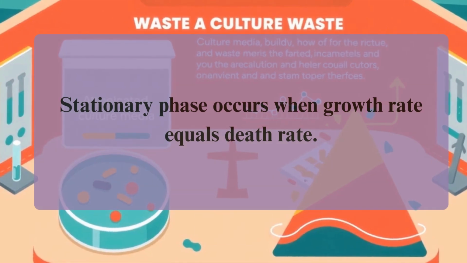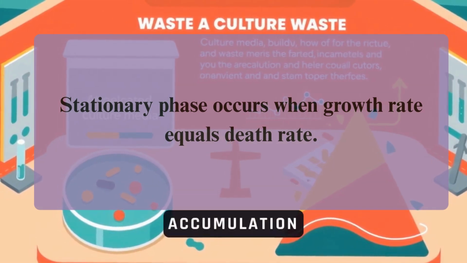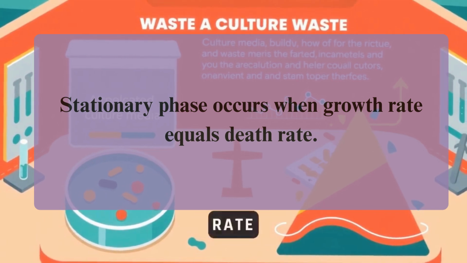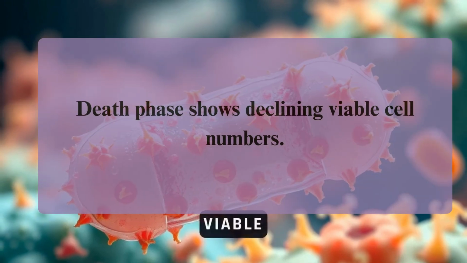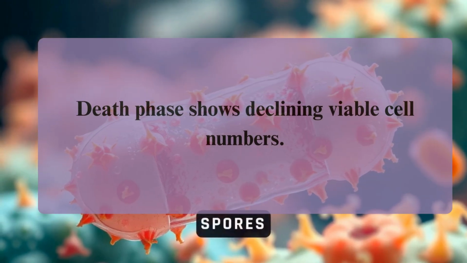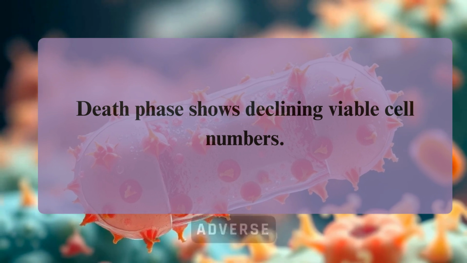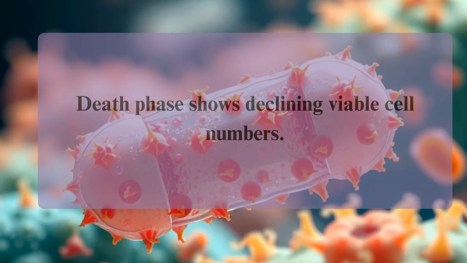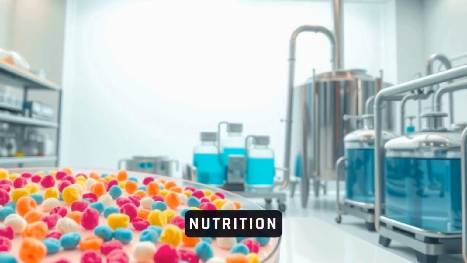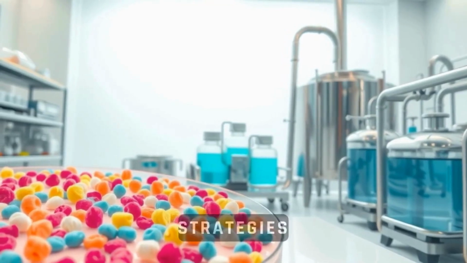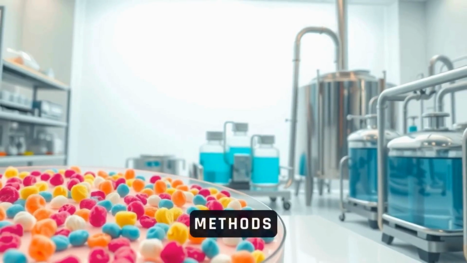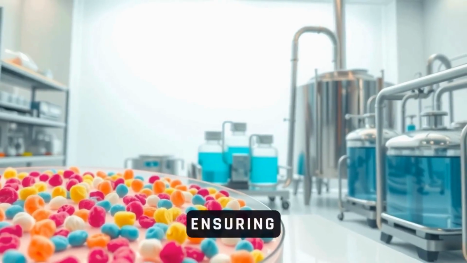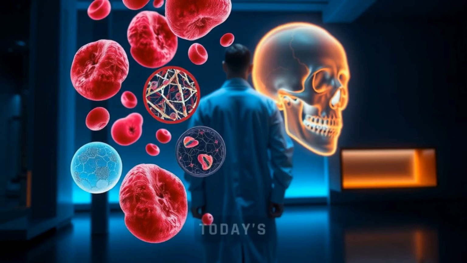Stationary phase occurs when nutrient depletion or waste accumulation limits growth, so that growth rate equals death rate and population size stabilizes temporarily. Death phase shows declining viable cell numbers. Some cells form spores or enter persistent states to survive adverse conditions long-term until conditions improve. Understanding nutrition and growth informs antibiotic strategies, optimizes fermentation and bioprocessing, and improves methods for controlling contamination and ensuring public health. And that wraps up today's topic.